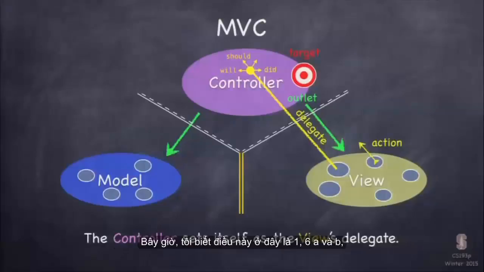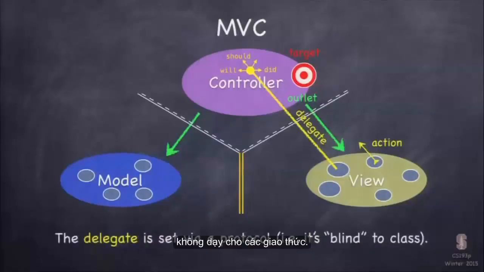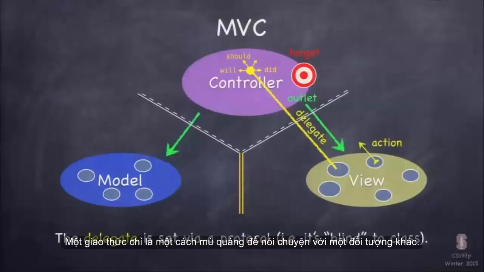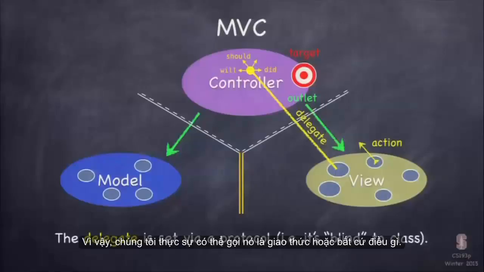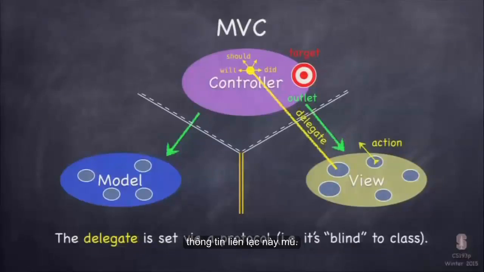Now, I know that CS106 A and B do not teach protocols. How many people know what the word protocol means in object-oriented programming? Okay, very few of you. So I will be teaching that. A protocol is just a blind way to talk to another object. When I teach you, you're going to be like, oh yeah, I know what that is. We just didn't really call it protocol. But that's how we do delegation, this blind communication.